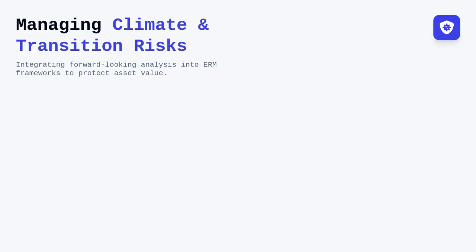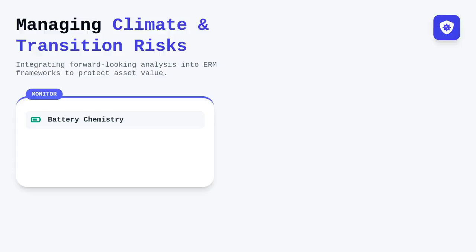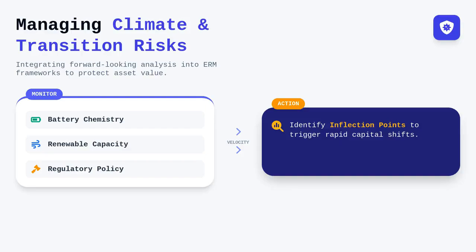Effectively managing these risks requires a sophisticated integration of forward-looking analysis into the firm's enterprise risk management frameworks. It is not enough to look at historical data. One must monitor the inflection points in battery chemistry, renewable energy capacity expansion, and shifting regulatory policy that could trigger rapid capital shifts. By understanding the velocity of these market and technological shifts, an organization can proactively manage its asset portfolio and prevent the realization of trapped value.